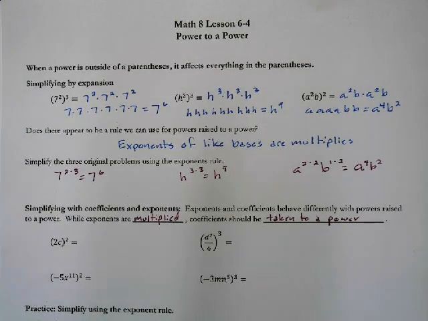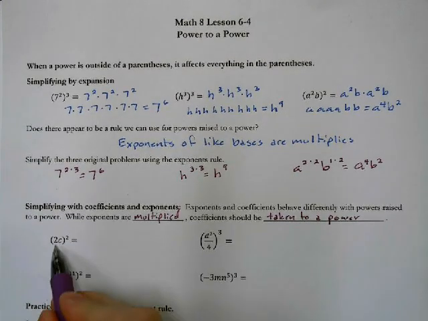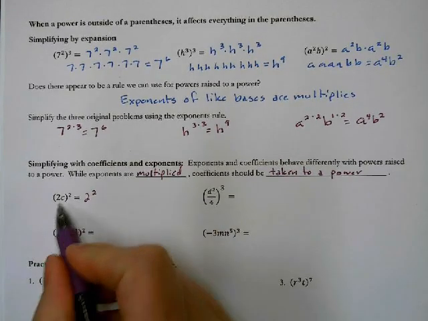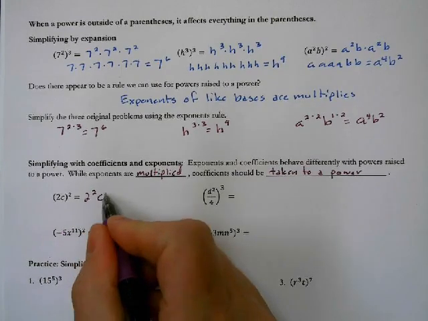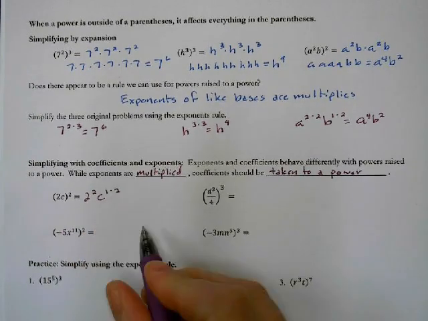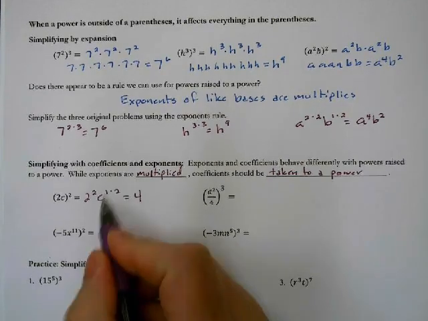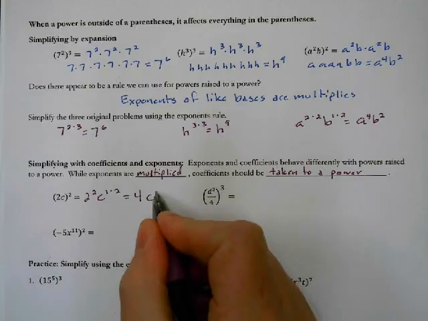All right. So for this one, my coefficient is 2. So I'm going to take 2 to the second power, and then this is c to the first raised to the second power. So 2 to the second power is 4, and c to the 1 times 2 is 2. So 4c to the second.